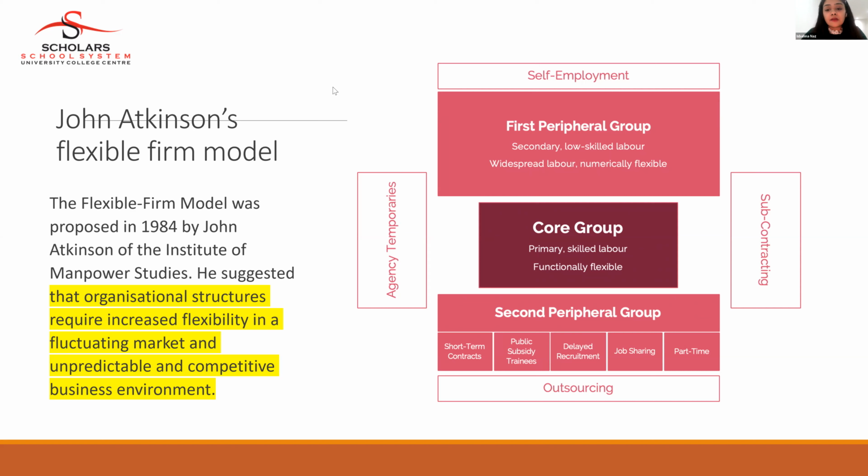Okay. So it could also be people doing short-term contracts. Okay. There could be delayed recruitment. There could be job sharing and part-time opportunities. So Atkinson's flexible firm model talks about the different kinds of flexible working opportunities available for different employees, so that it is all about meeting the needs of these employees.